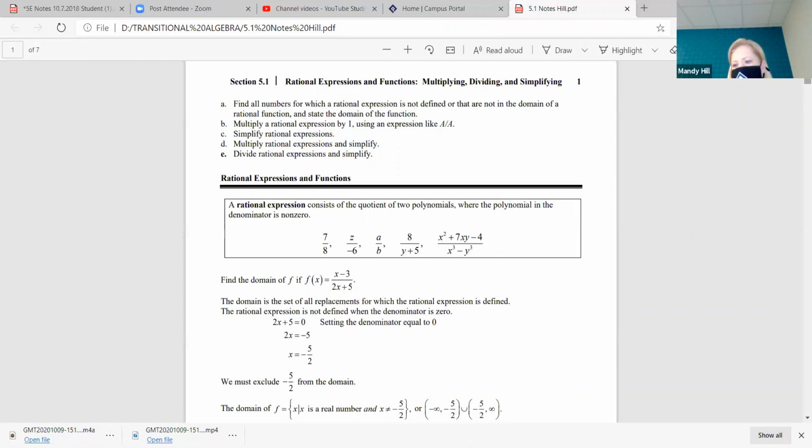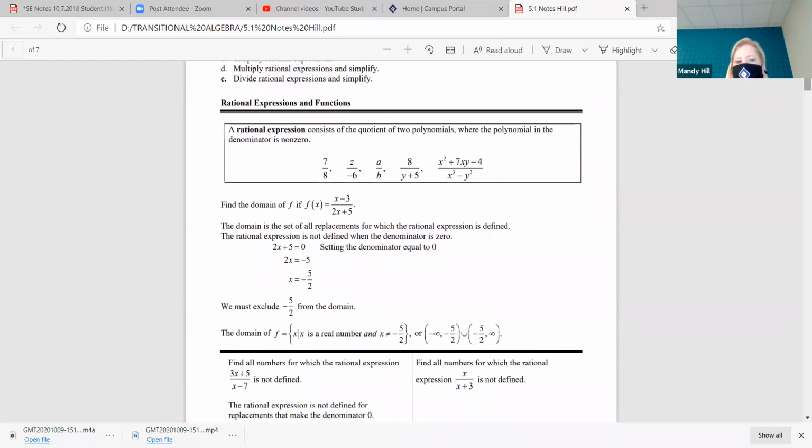Okay, so a rational expression is basically just something that you write as a fraction. So 1/7 is a rational expression because it's a fraction. Z over -6, rational expression, it's a fraction. A over B, 8 over y plus 5, x squared plus 7xy minus 4 over x to the third minus y to the third. We're talking about a fraction.